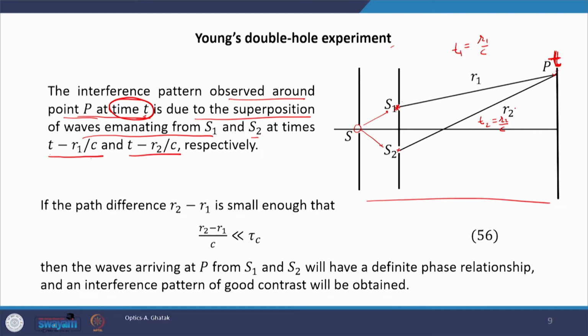Okay. Now, we will calculate the path difference. What is the path difference? Path difference would be R2 minus R1. Okay. Now, what is the time to cover this path difference? The time which the light will take in covering R2 minus R1 is (R2 minus R1) by C. Okay. This is the time which corresponds to the path difference. Now, if this time is much less than tau c, then only will the waves arriving at P from S1 and S2 have a definite phase relationship, and then only will we be able to see proper interference fringes with very good contrast. Okay, I repeat, if the time corresponding to the path difference is much smaller than tau c, which is the coherence time for the given sources, then only will we be able to observe an interference pattern of good contrast.